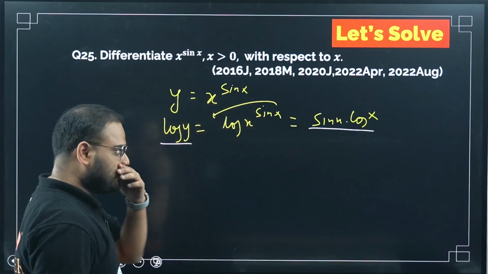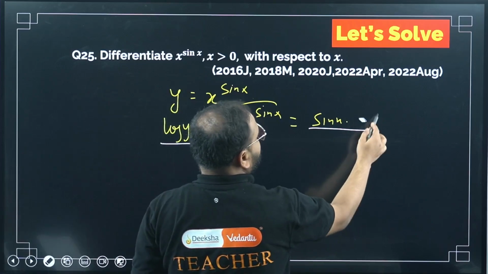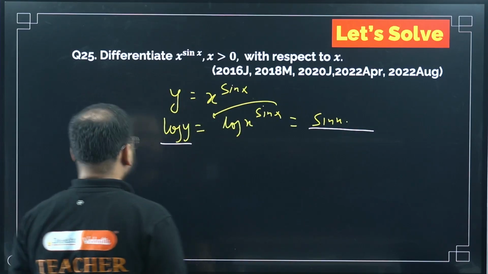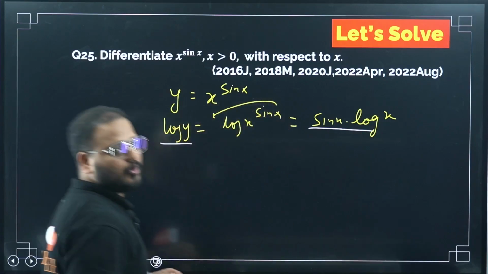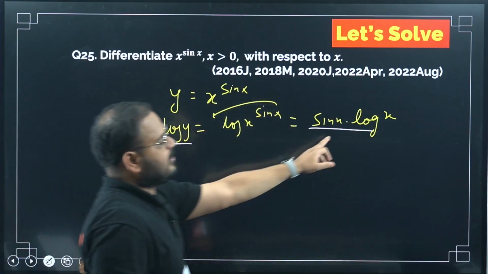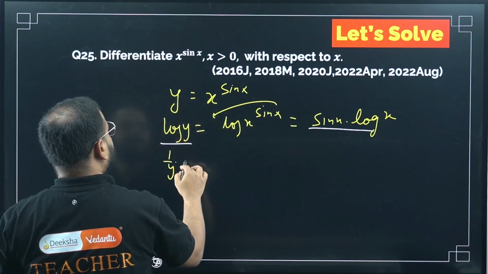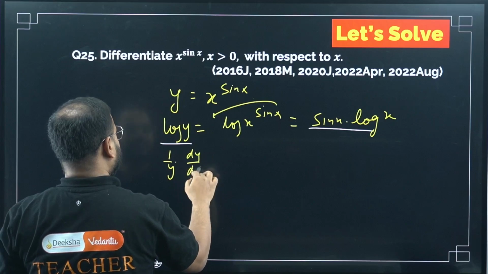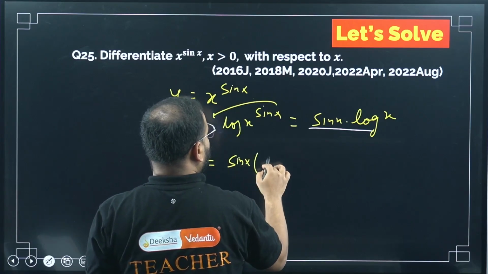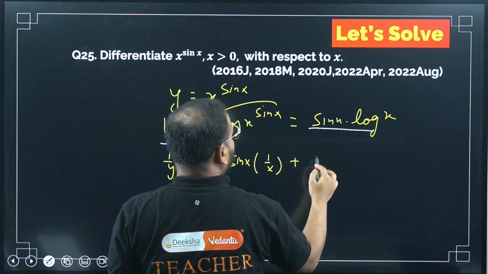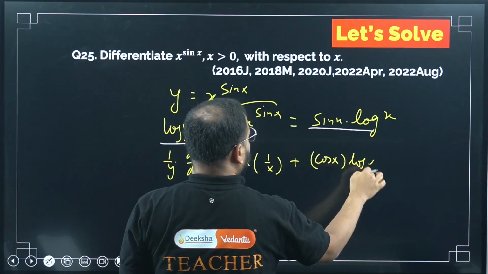So I'll differentiate this using the product rule. It will become 1 upon y dy by dx equals sin x as it is, times 1 by x, then the derivative of sin x, which is cos x, times log x.